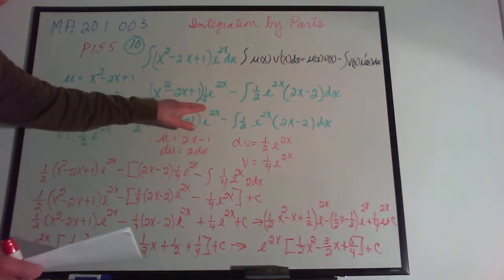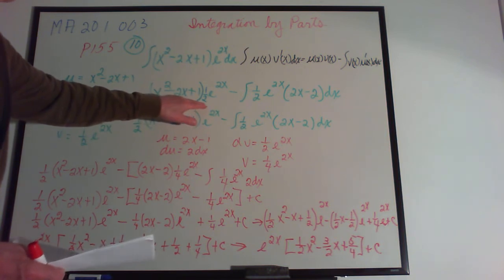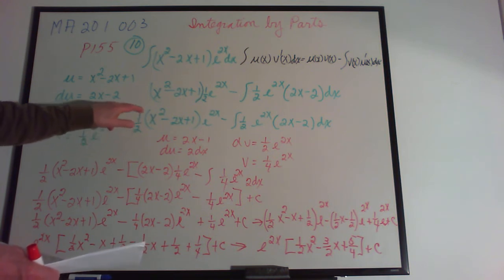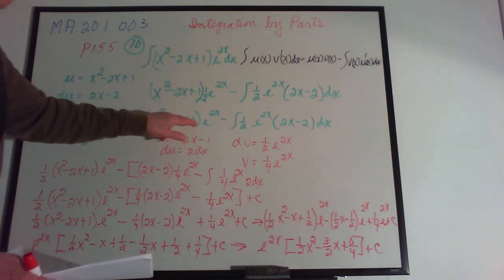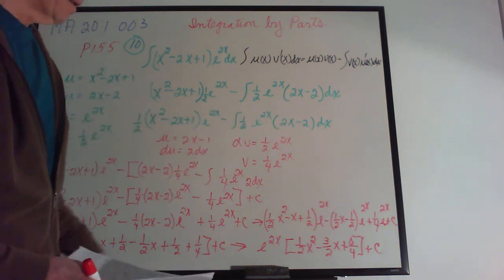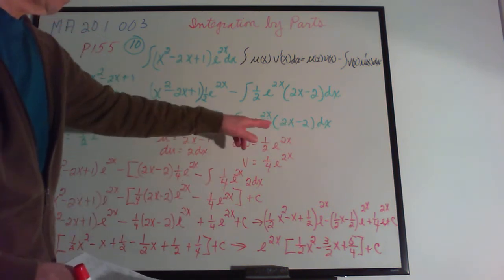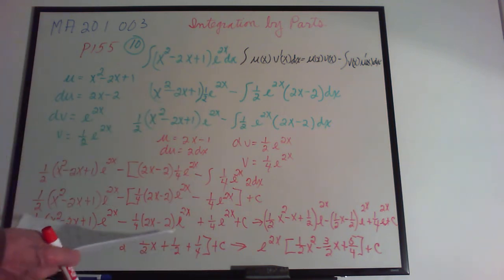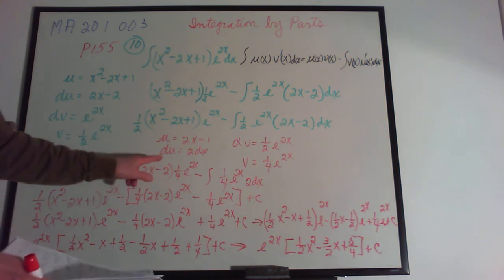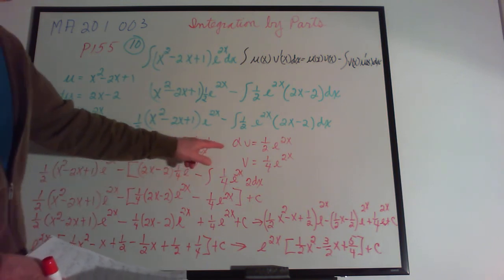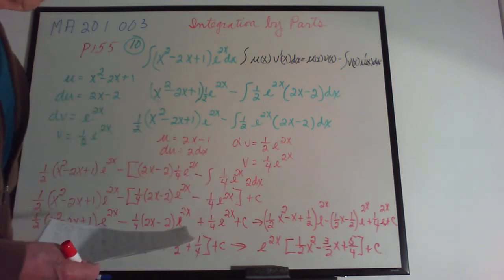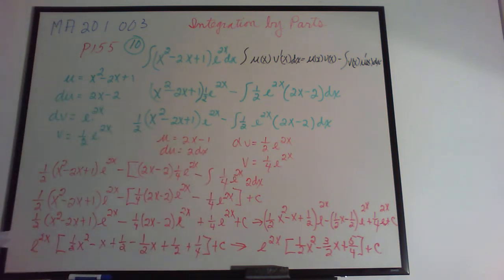All right, I left off the 1/2 here, so I put it back in. Now you have 1/2 parentheses x squared minus 2x plus 1 e to the 2x. This again is an algebraic expression times the transcendental, so you want to use integration by parts. U is equal to 2x minus 1, du is equal to 2 dx. dv is equal to 1/2 e to the 2x, v is equal to 1/4 e to the 2x.